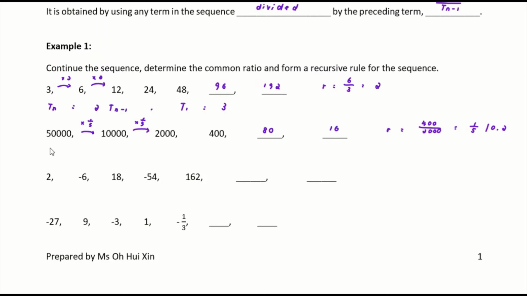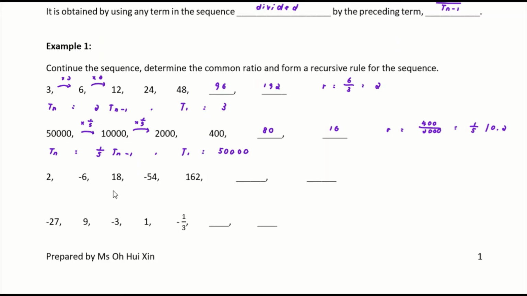So when we try to write it out, the same thing. How do I get the nth term? I use the previous term and I multiply by 1 over 5. Okay, so again, let me repeat. When we try to denote a GP, we wouldn't say that Tn minus 1 divided by 5. So we will always say multiply instead. Okay, so it will be T1 is equal to 50,000.